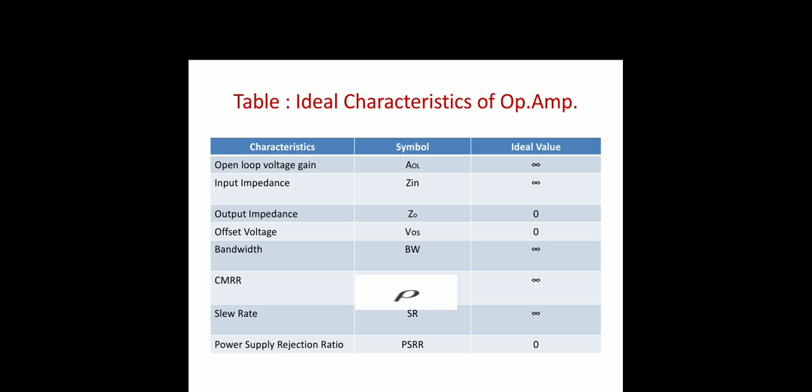Again, this table gives characteristics, symbol and ideal value of op-amp. So, first is open loop voltage gain. Symbol is AOL, A for gain and OL for open loop, and is infinity in value. Input impedance Zin, it is also infinity. Output impedance ZO, it is 0. Offset voltage VOS, it is 0. Bandwidth infinity. CMRR rho, which is infinity. Slew rate SR should be infinity and PSRR should be 0.